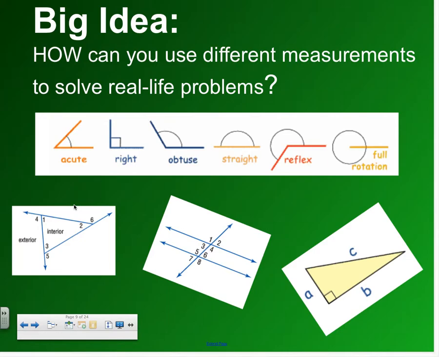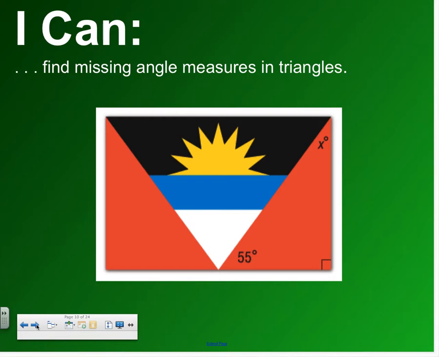How can you use different measurements to solve real-life problems? That is the big idea that we have been introduced to in the last week. Specifically today, our I can statement is I can find missing angle measures in triangles. So if we have a triangle and we're missing one of the measures, how can we figure out what that is?